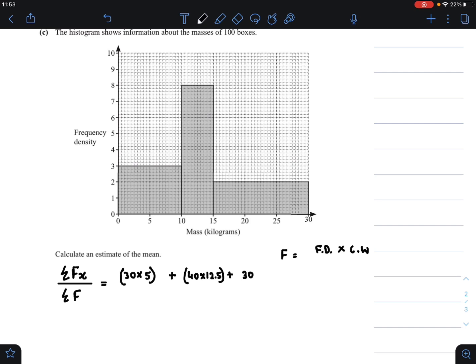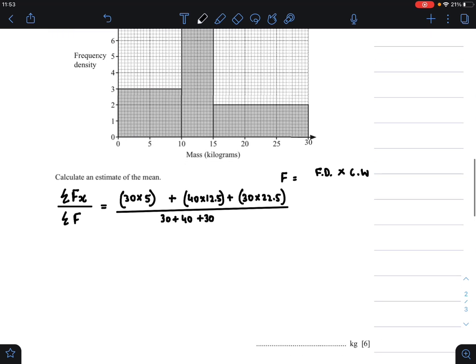Now you do the same thing for the last part as well. Now in this part, the class is 30 plus 15, which is 45, and if you divide by 2, you'll be left with 22.5. So 30 multiplied by 22.5. So this will give you your values for summation fx, and then you simply divide this by the total frequency. So we found the three frequencies, that was 30 plus 40 plus 30. So now all you need to do is solve this.